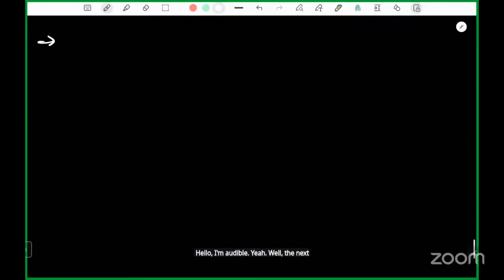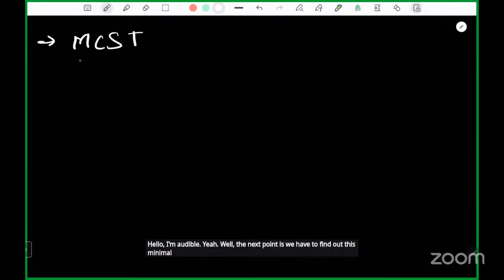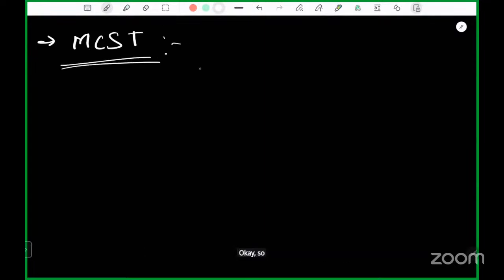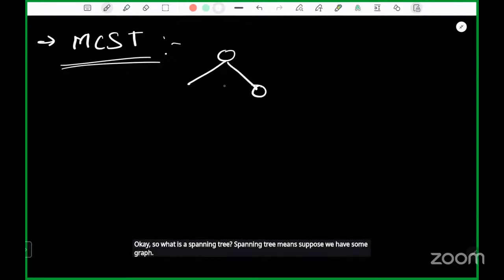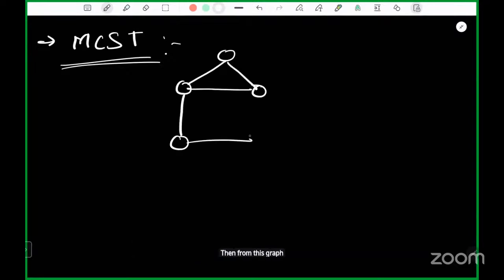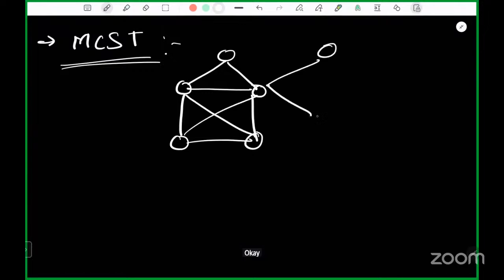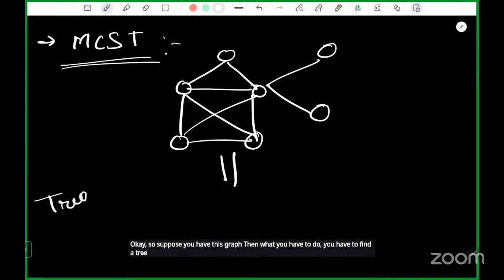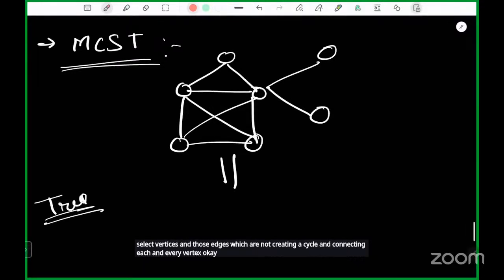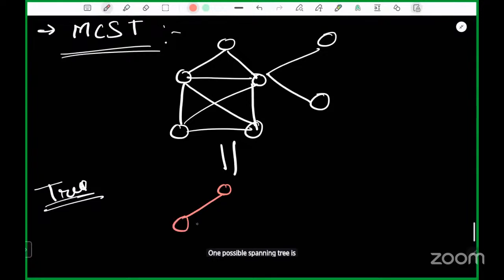The next point is we have to find the minimal cost spanning tree. Okay. So what is a spanning tree? Suppose we have some graph. Then from this graph we have to extract a tree which will take care of all the vertices. So you have to find a tree which covers all the vertices. That means you have to select those edges which are not creating a cycle and connecting each and every vertex. Okay. So one possible spanning tree is you can select these vertices.